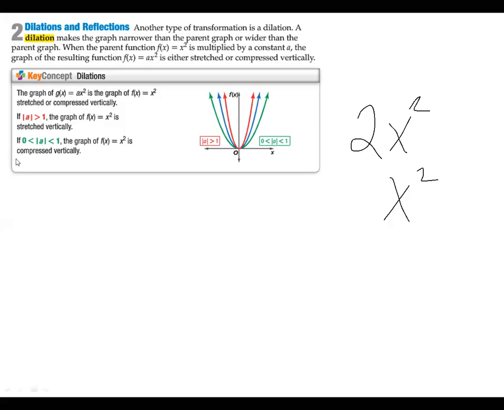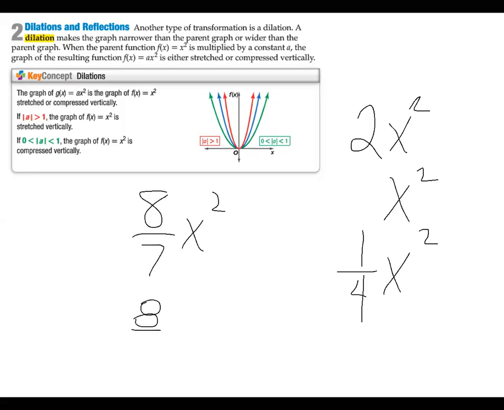If a is between 0 and 1, like say a quarter, a fraction less than 1, then it's going to compress it, it's going to shrink it because it's a quarter of the size, so it's going to smash it down a little bit, okay? Don't get confused though, not all fractions are compressions. If you had 8/7 x squared, 8/7 is bigger than 1, so therefore it's going to be stretched by a factor of 8/7, okay?